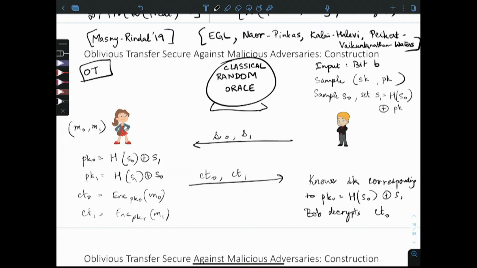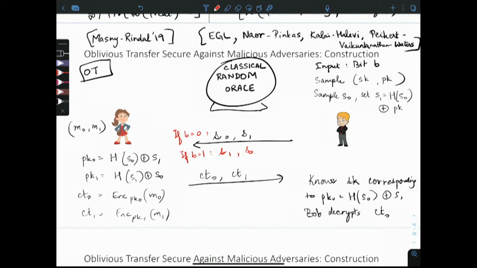How? Well, he set S0 and S1 in such a way that he knows the secret key for hash of S0 XORed with S1. But now, there's a simple tweak to this that makes it so that Bob can recover either of the two. If Bob's bit B equals 0, then he sends S0, S1 as is. If B equals 1, Bob sends S1, S0.